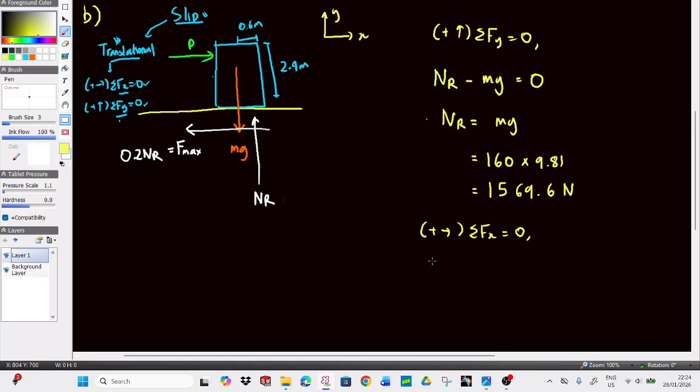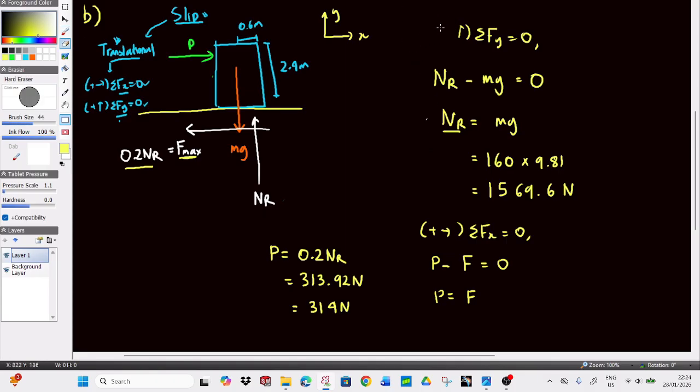Then we have to consider the summation of fx to be equal to 0. In this case, that is P minus F equals 0, so P equals F. And since F equals F max, which is simply 0.2 times the normal force, our P is equal to 0.2 NR. So the smallest value of P that we get is simply 0.2 times 1569.6, which is 313.92 newtons. So it should be 314 newtons. That's for the first assumption, the slip assumption. So I'm going to erase this.